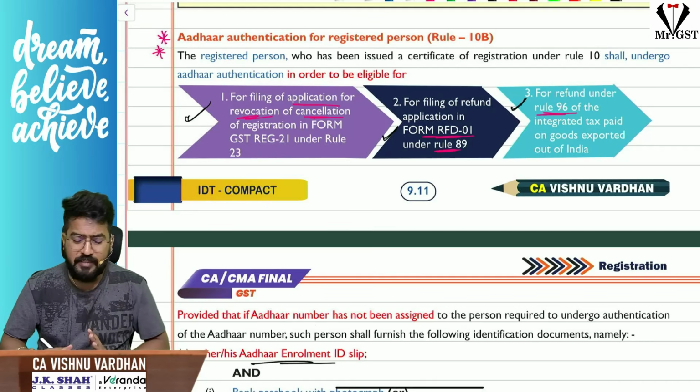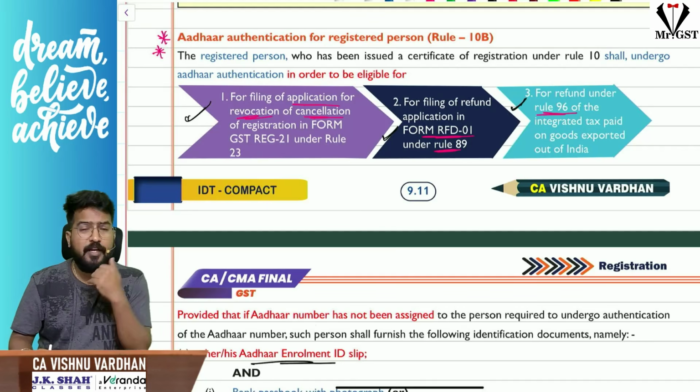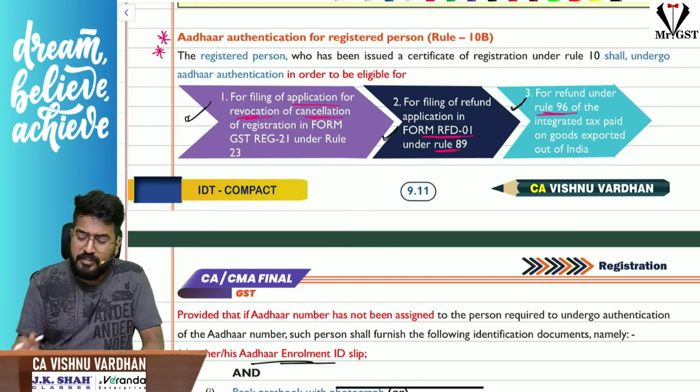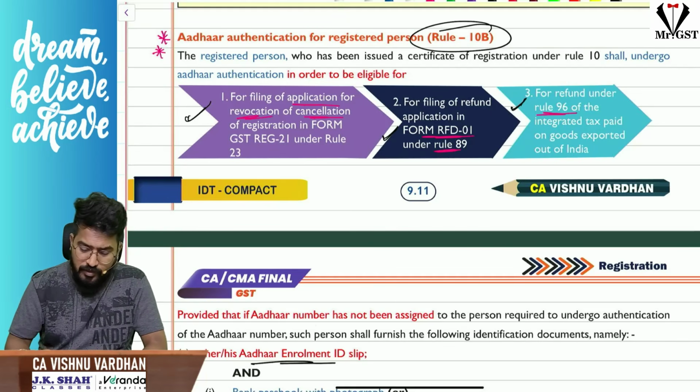Okay, so these are the disadvantages if you are already registered under GST before the Aadhaar authentication concept came, and now you are not getting Aadhaar authentication done. These are the 3 drawbacks for you. Okay, so you will not be eligible for this. So if you want these things to be done, you should do your Aadhaar authentication. That is what Rule 10 is saying.